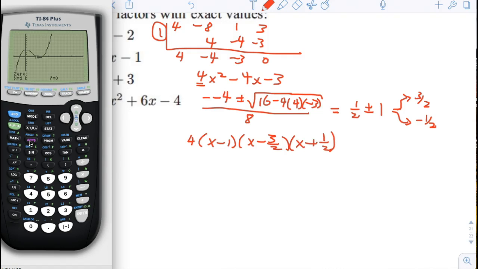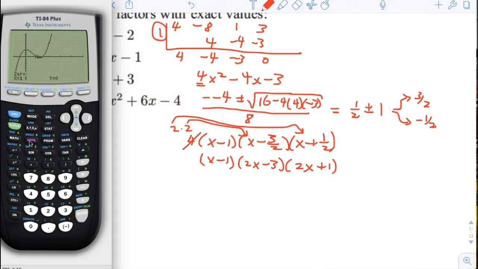And you could break up this 4 into 2 times 2, and then you could multiply one of the 2's times this one, and the other 2 times this one, and you would get something that has whole numbers in it instead. So it would be 2x minus 3 times 2x plus 1. And there would be no a because we've already incorporated it into the other linear factors.